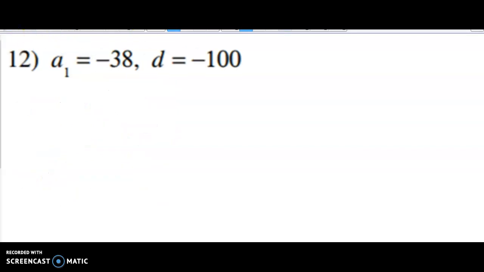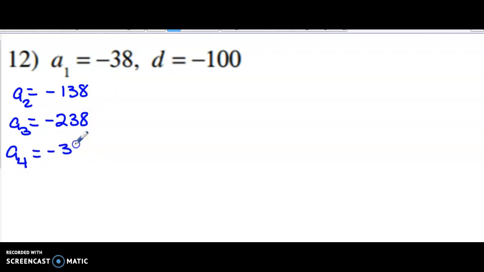Let's look at the first 5 terms for this one. If this is my first term, negative 38, my second term, then I subtract 100 from that, and that's going to give me a negative 138. A sub 3, if I subtract another 100 from that, that's going to give me a negative 238. A sub 4 is going to be a negative 338. And A sub 5 is going to be a negative 438.